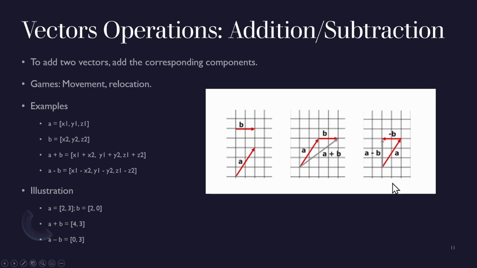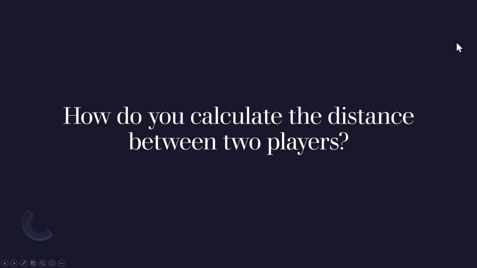And as you can see, these can be very useful to figure out the distance between 2 objects in a 3D space, or to move one object from one vector to the next. Okay, so let's do a little test here and see if you get this. How would you go about calculating the distance between 2 players? Just give it a pause if you have to think about this.